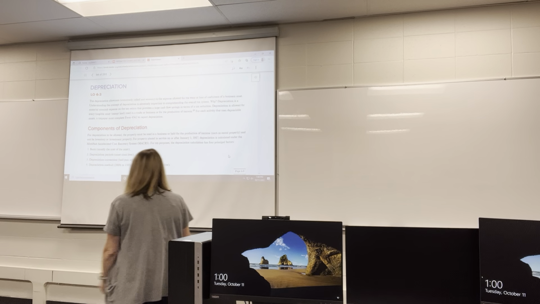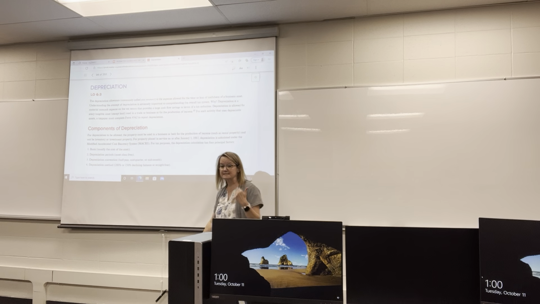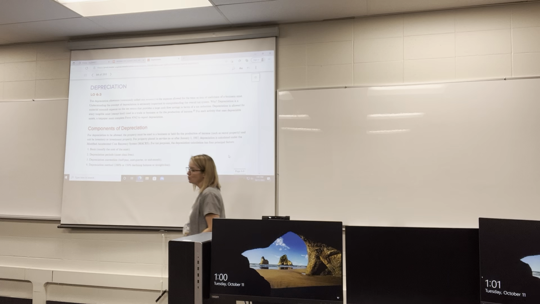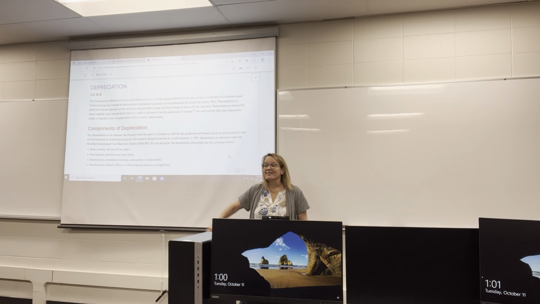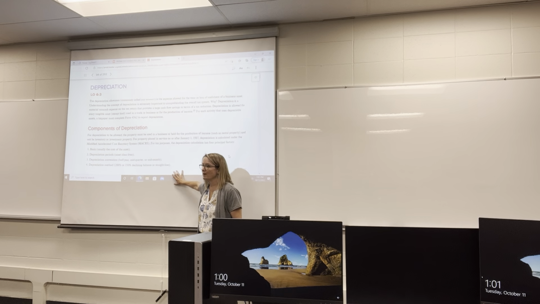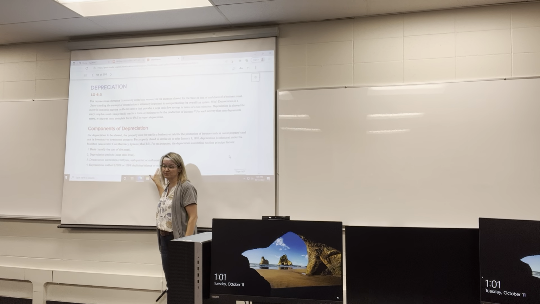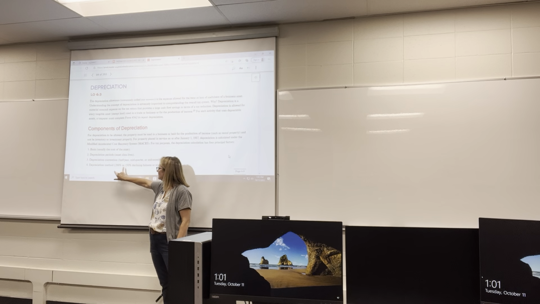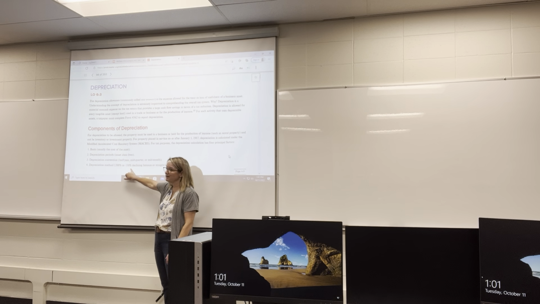There are only 3 choices: 200% declining balance, 150% declining balance, or straight line. These methods are built into the tables. You really don't have to worry about what method is being used, okay? Once you find the correct table that you need to use in your calculations, this is already built into it.